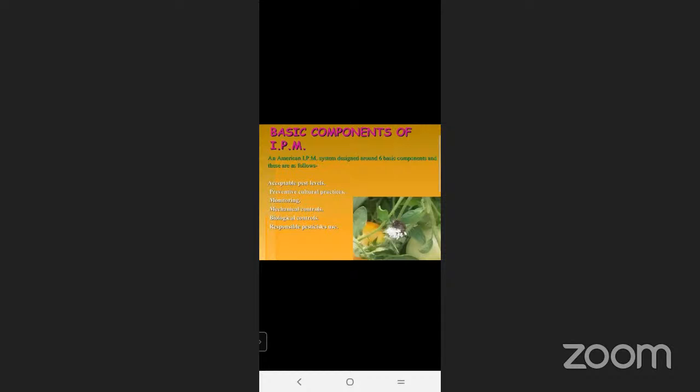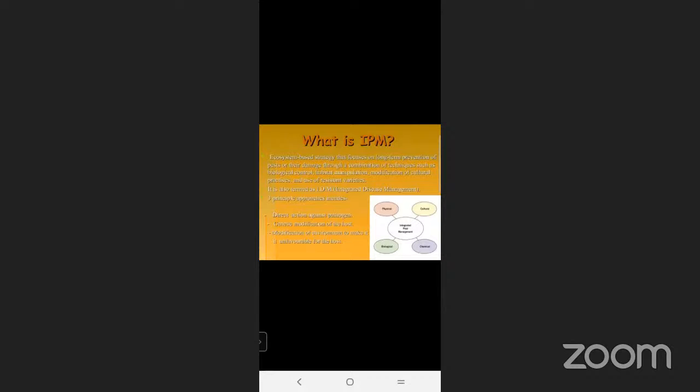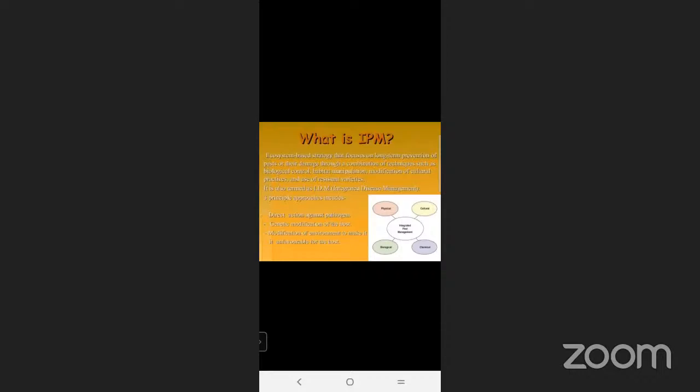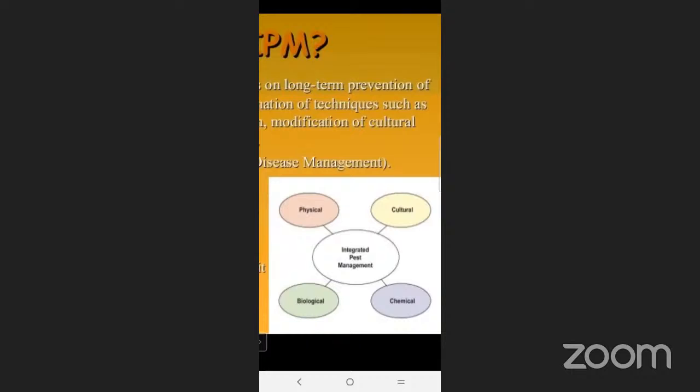So when we talk about the American IPM system design, the main levels, like the acceptable pest levels, should be maintained, along with preventive cultural practices and monitoring. Monitoring helps a lot with pest multiplication. If we find them in the beginning and burn them or something, they cannot affect the crop. So mechanical controls, biological controls, monitoring, responsible pesticide use. So talking about the definition, this diagram shows that IPM may be biological, chemical, cultural, and physical activity.